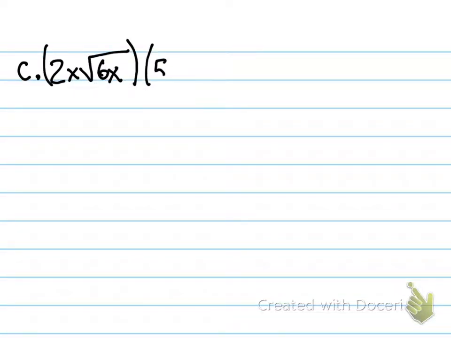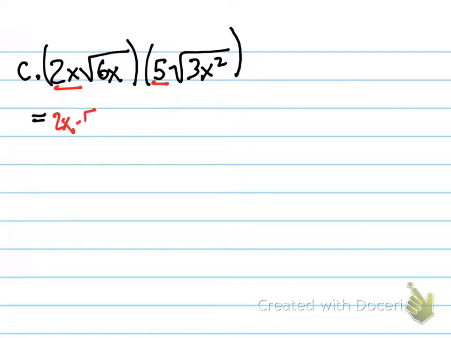Example C. So example C is going to be 2x square root 6x times 5 square root of 3x squared. Alright. So first we're going to multiply the outsides, right? Our outsides being 2x times 5. And then our inside is 6x times 3x squared.